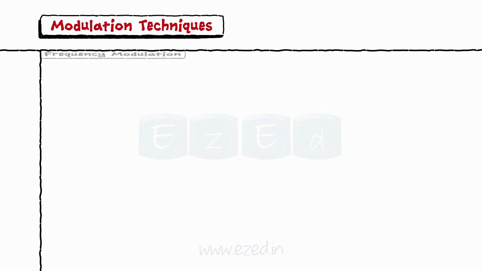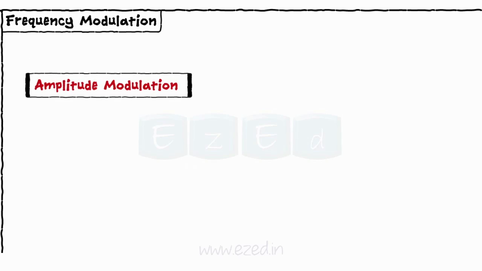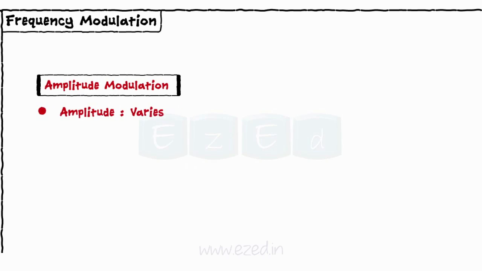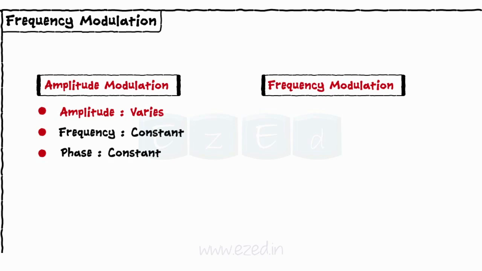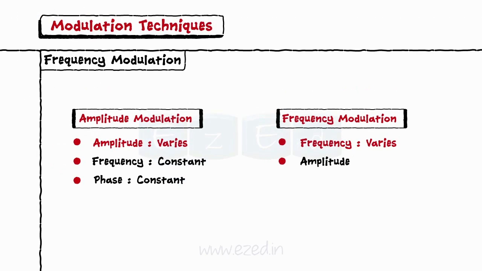Let's study the second type of modulation technique, frequency modulation. In amplitude modulation, the amplitude of the carrier changes and the frequency and the phase remain constant. In frequency modulation, the frequency of the carrier signal varies, whereas the amplitude and the phase remain constant.